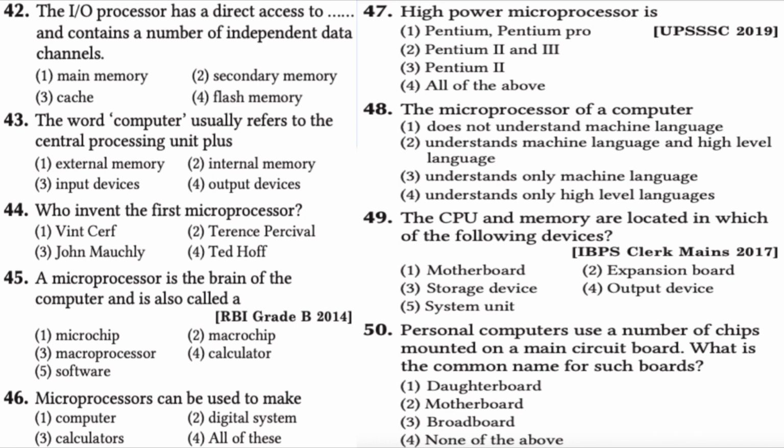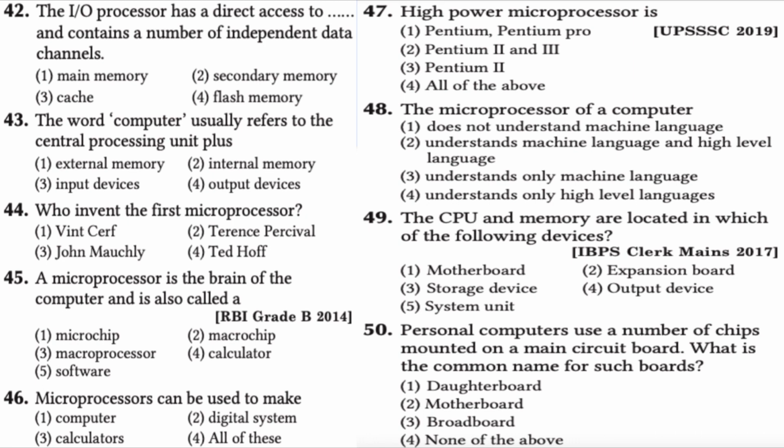Question 48. The microprocessor of a computer. Here, the correct answer is 2. Understands machine language and high-level language. The microprocessor understands both machine language and high-level languages, enabling it to execute a wide range of instructions.